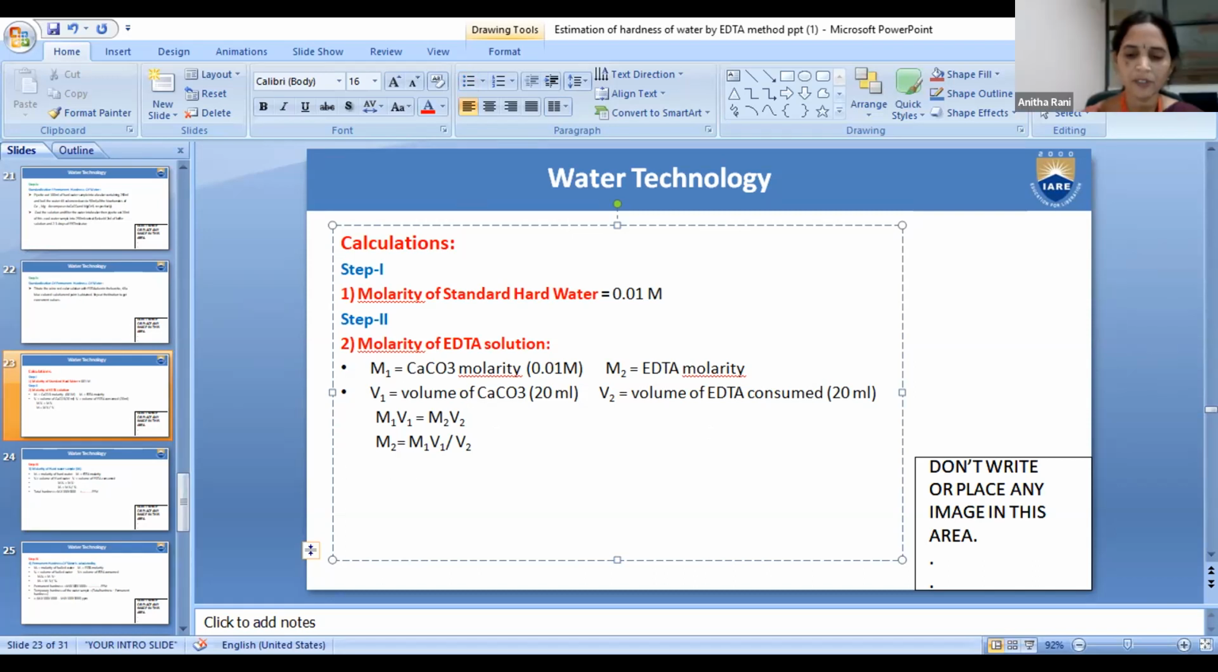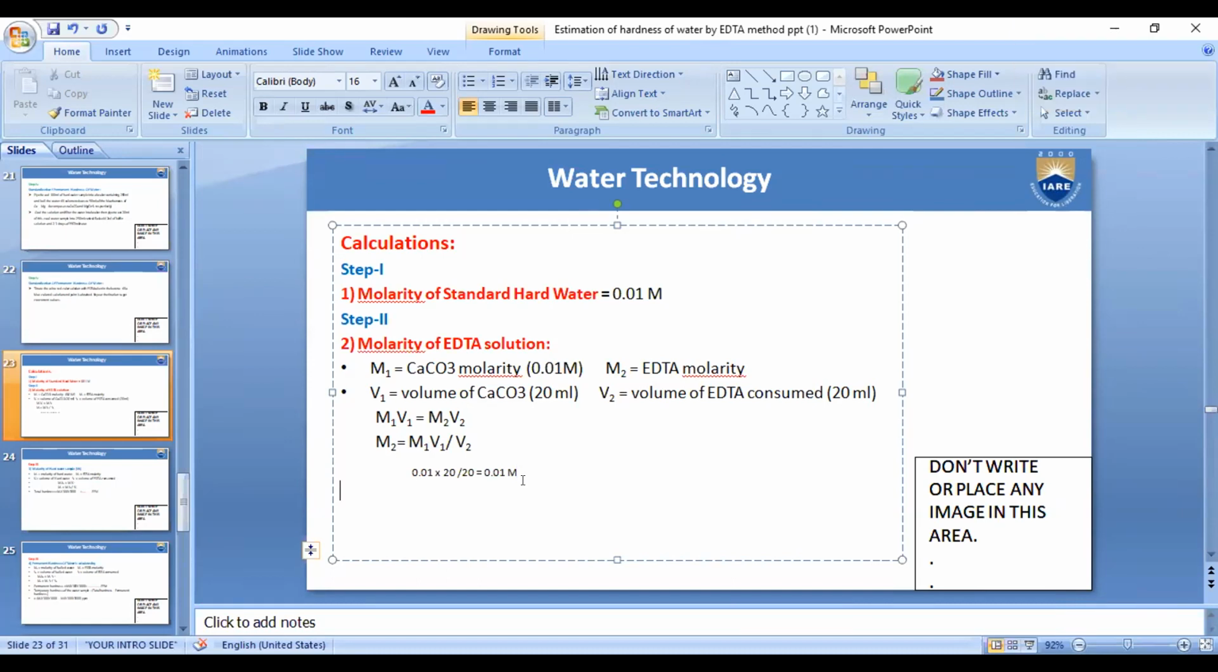Now tell me, what is M1? 0.01. Next, what is V1? 20 ml. Next, what is V2? 20 ml. How much you got? 0.01. What is that? M2, EDTA molarity, molarity of EDTA. I think everybody understood second step.